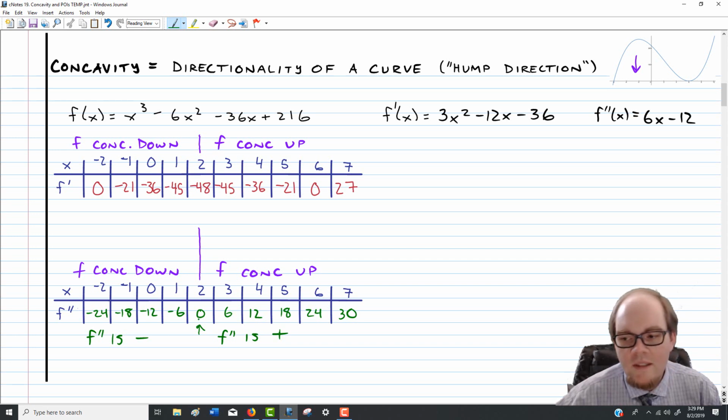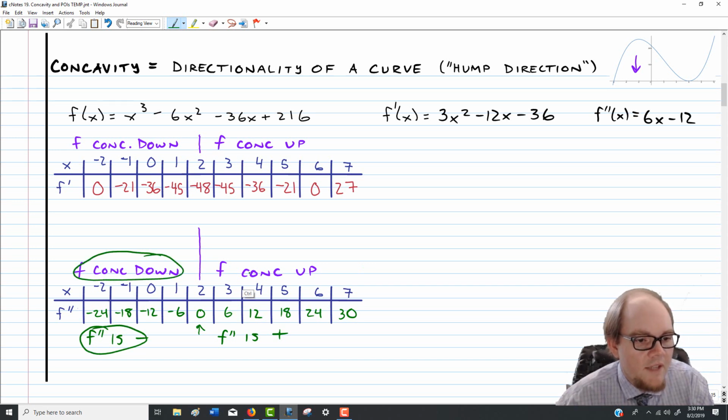So given that, here, I'll just write it this way. Looks to me like it's saying f double prime is negative when f is concave down, and f double prime is positive when f is concave up. So that's a pretty powerful thing.